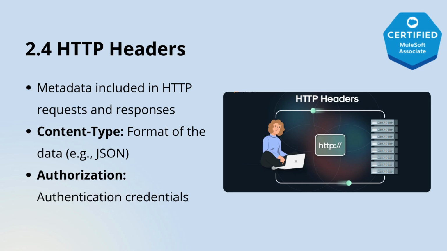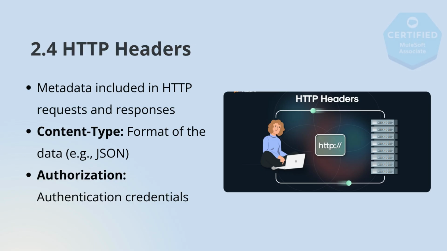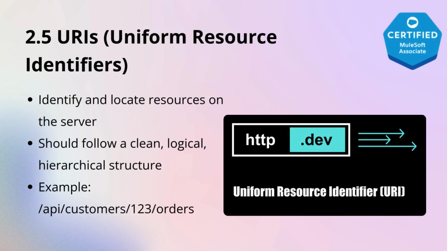Another key element is the use of HTTP headers. Headers are like metadata, extra pieces of information sent with both requests and responses that help define how the message should be handled. For example, headers can describe the content type being sent, such as JSON or XML. They can also manage authentication through things like authorization tokens and indicate what kind of response format the client expects using the Accept header.